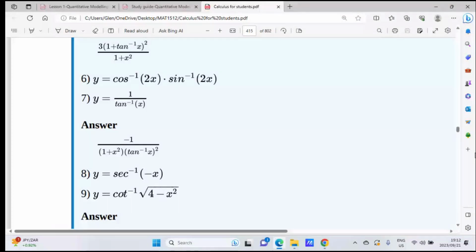Okay, Lerato. I still disagree. Why are you disagreeing? Let me check. This is my double check. This is my answer: half times cot inverse of 4 minus x squared, all to the power negative half, times negative 2x, all over 1 plus 4 minus x squared, squared.